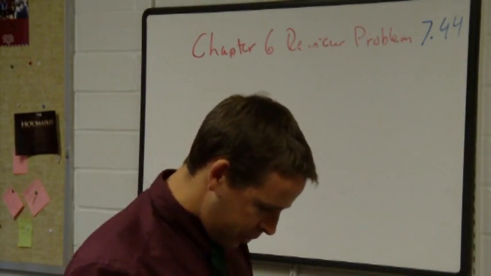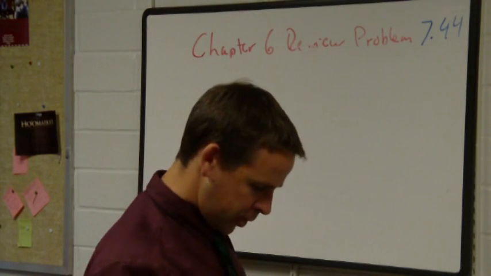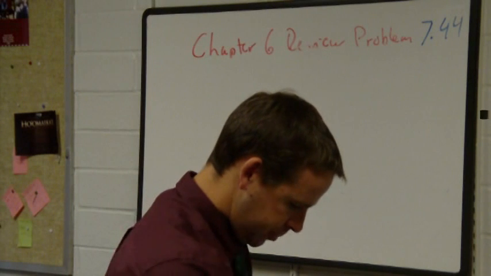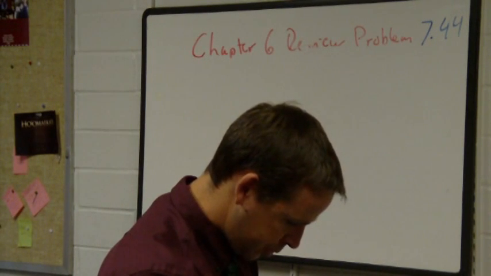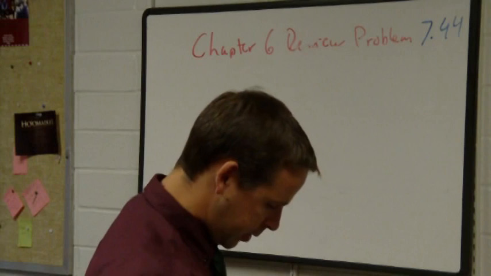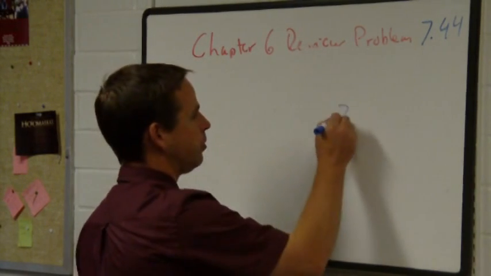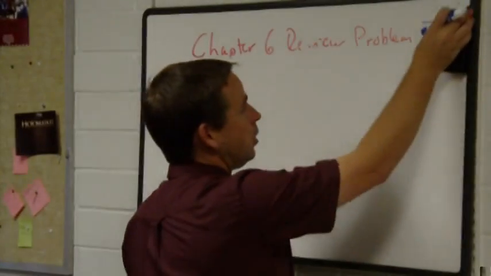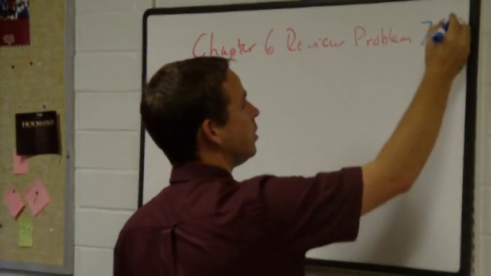744. If the engine in problem 742 absorbs 250 joules of heat per cycle, how much work can it do per cycle? 250 joules, right? So 744 is 250 joules. 746.